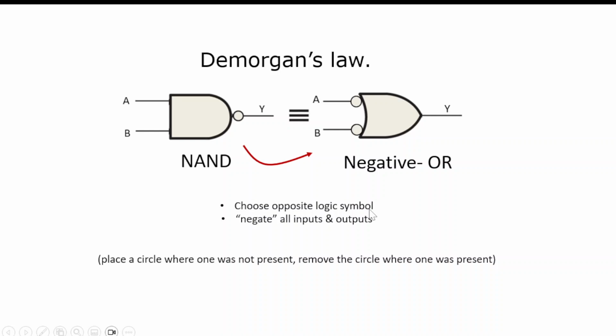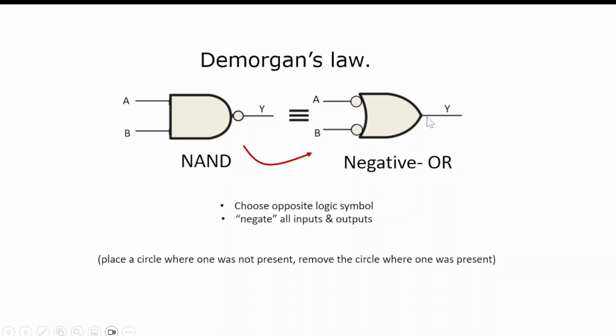Now, don't worry, there's only 2 to choose from. There's AND gates and there's OR gates. So if you start with an AND gate, you're going to sketch an OR gate. The second step is to negate all inputs and outputs. So that means if the output was already negated, you're going to negate it, which means, well, it's no longer negated. Another way to put this more plainly is to put a circle where there was not one before and remove a circle where there was one.